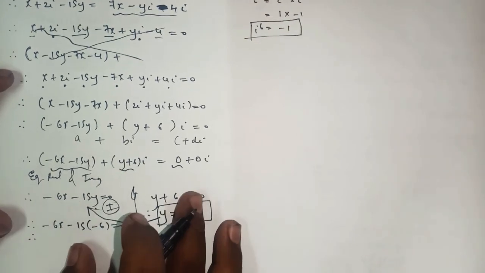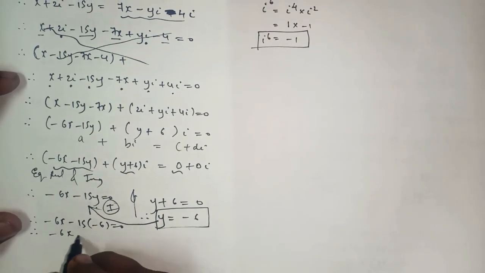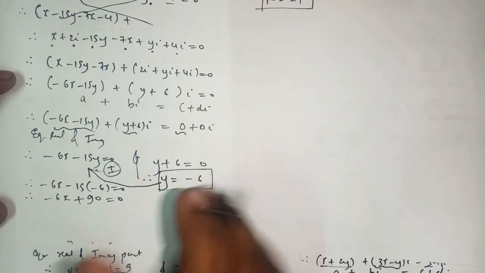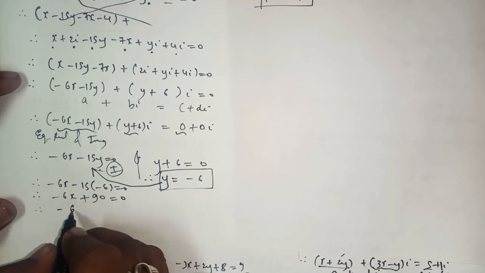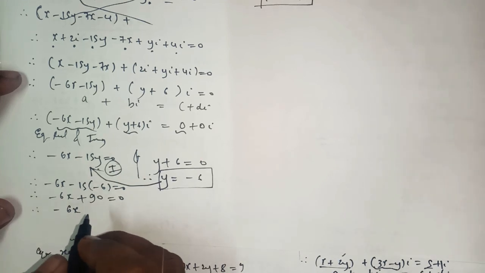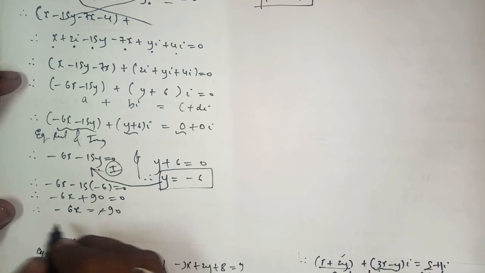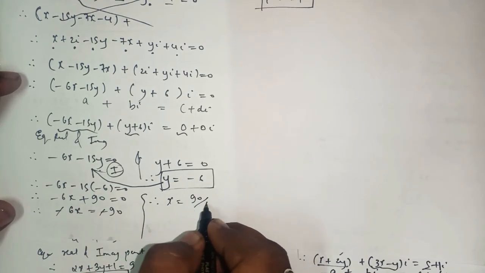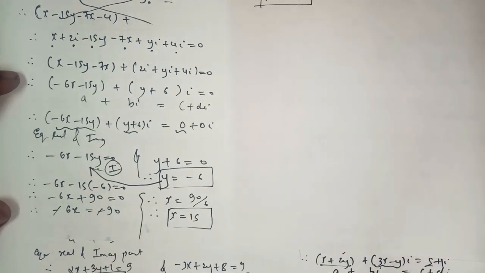So therefore minus 6x plus 15 into 6 is 90 equals to 0, yes or no? So therefore minus 6x minus 90, so minus will get cancelled. So therefore here you will get x equals to 90 upon 6. So 90 upon 6 is what? 15. So here we got the answer of x and y.